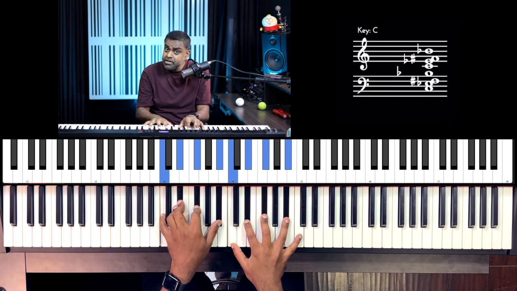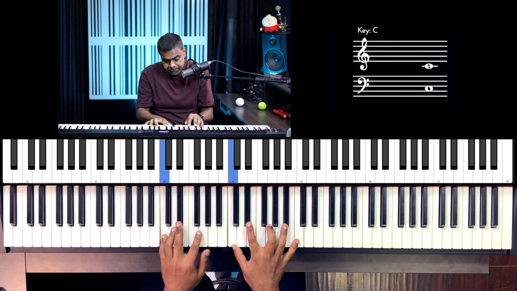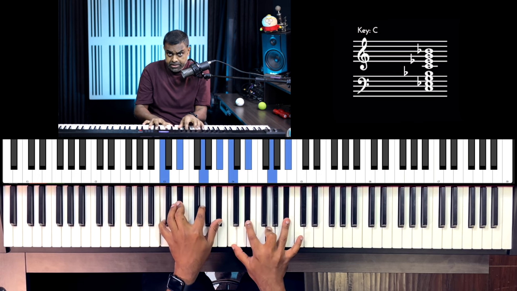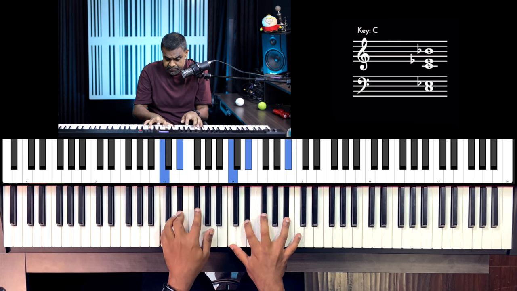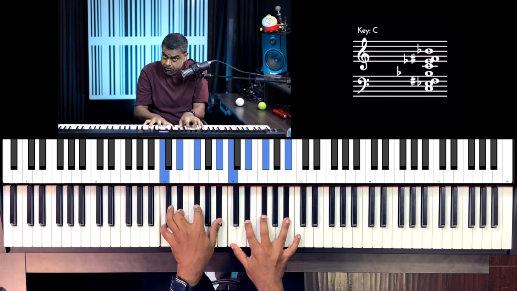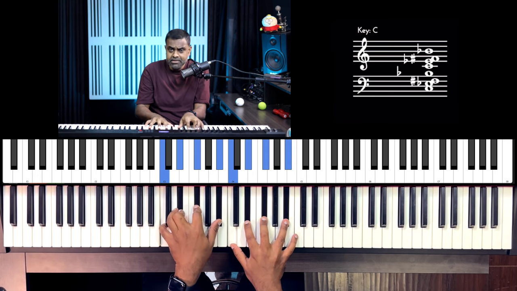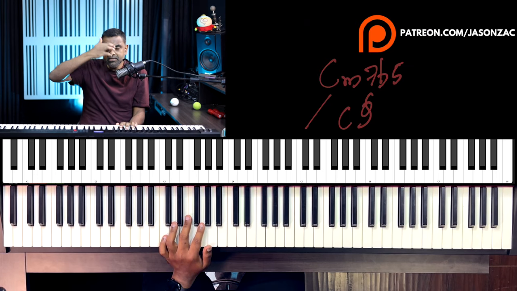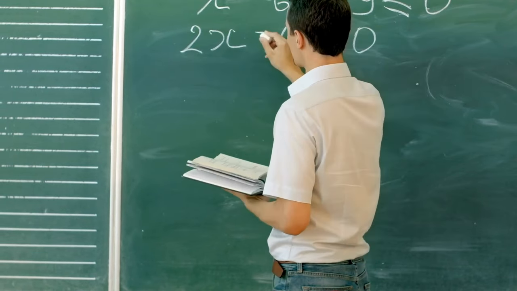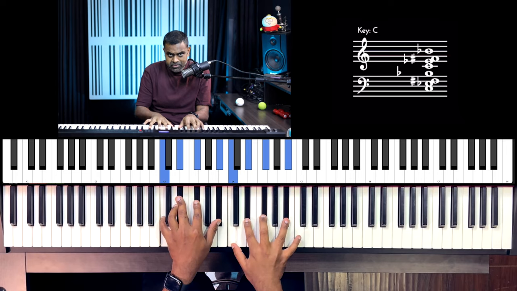C half diminished. That's essentially, take C minor, minor 7th. That's your B flat. Flat 5. You're flattening the G to become F sharp or G flat. So C minor 7 flat 5, and it has a nice symbol, which is the Greek symbol phi, used a lot in some scary maths classes. So there we go. C minor 7 flat 5.